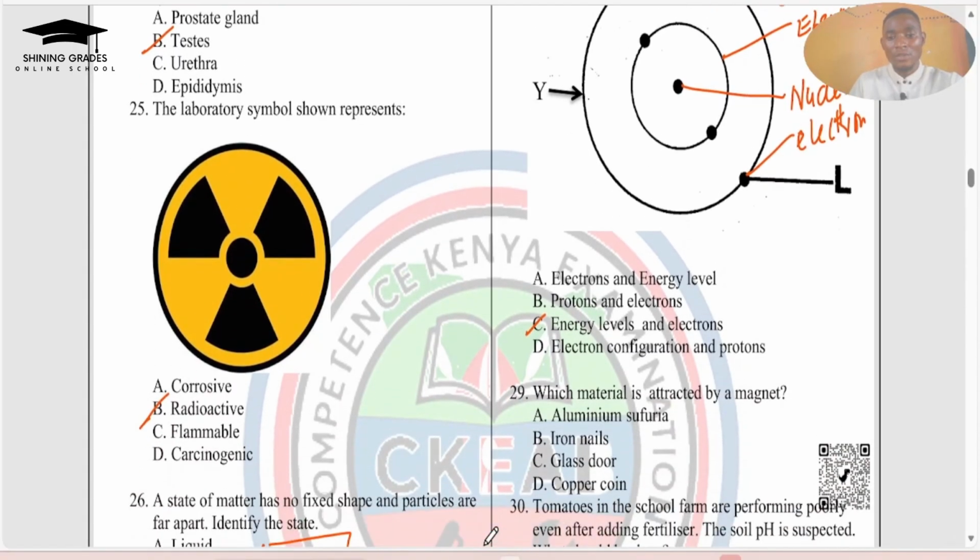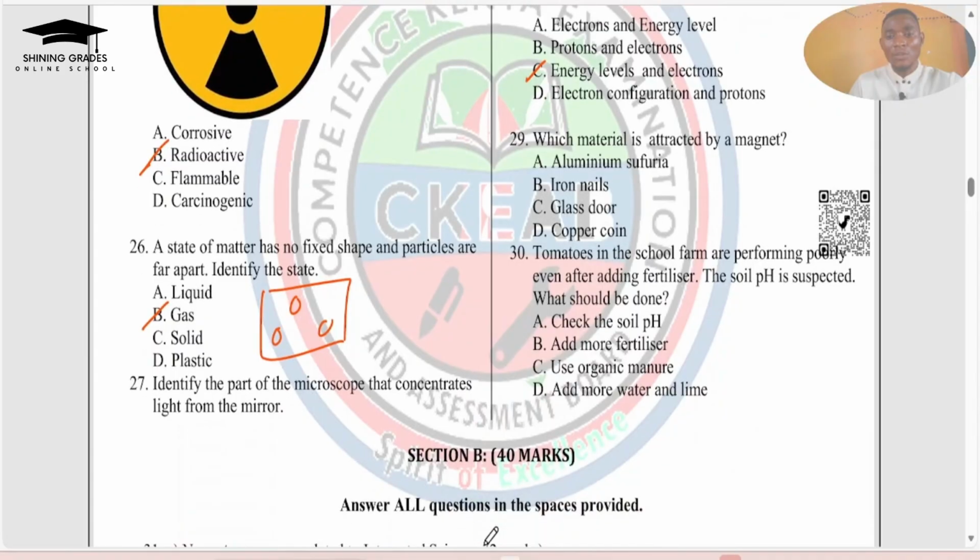Moving to the next question, 29. Which material is attracted by a magnet? We have aluminium, iron nails, glass door, and copper coins. We understand that aluminium is not attracted by a magnet. Copper the same is not attracted. Glass is not attracted. So the correct answer is B, iron nails.